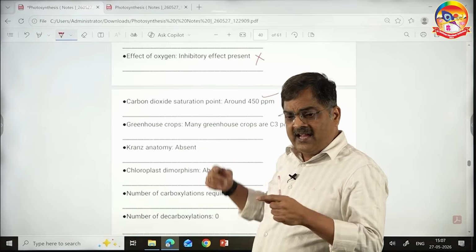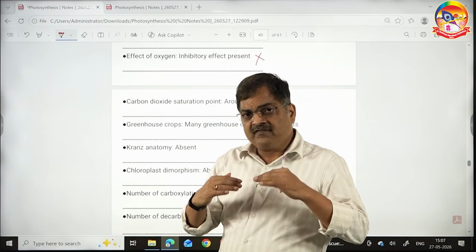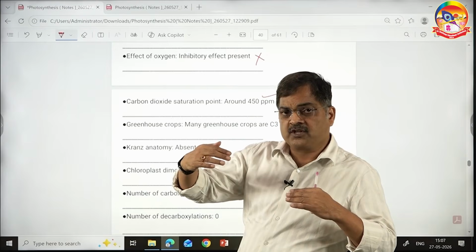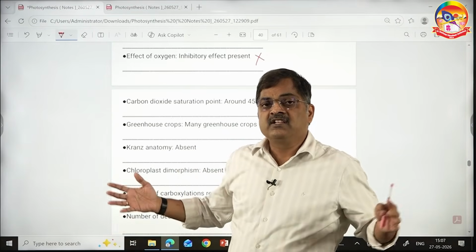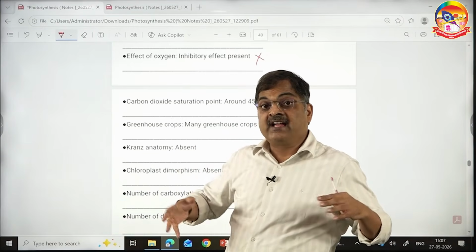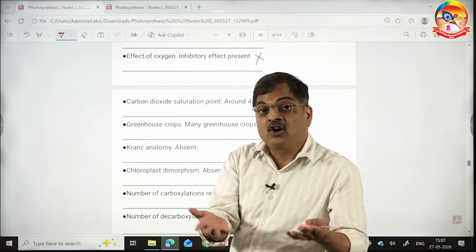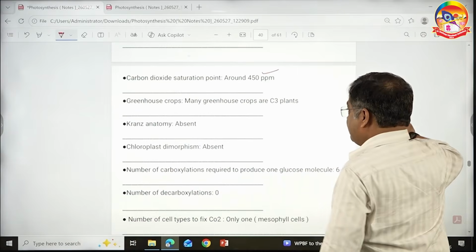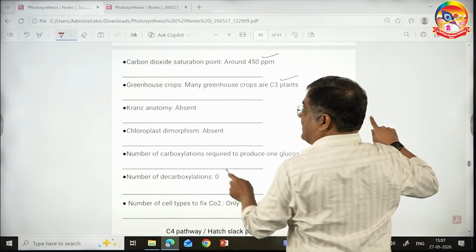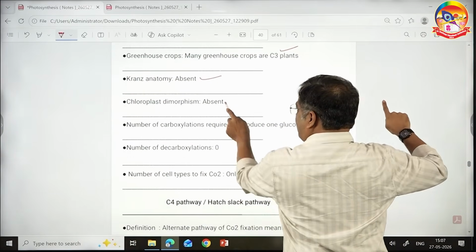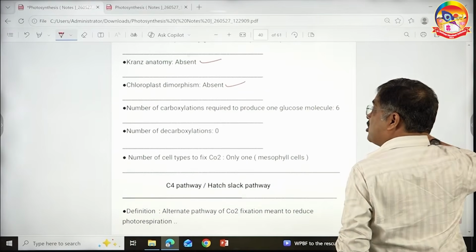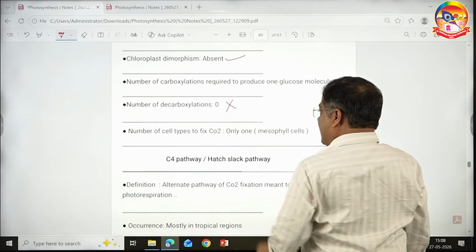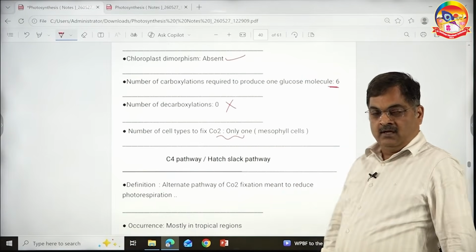Use common sense. It means that the present level of carbon dioxide is surely less than what is needed for saturation. That is the reason you grow C3 plants in a carbon dioxide enriched environment. Those are called greenhouse crops. Tomato and bell pepper, you will come across that. Many greenhouse crops. Then Kranz anatomy is absent. Chloroplast dimorphism is absent. Number of carboxylations required is 6. No decarboxylations. And number of cell types is only 1.